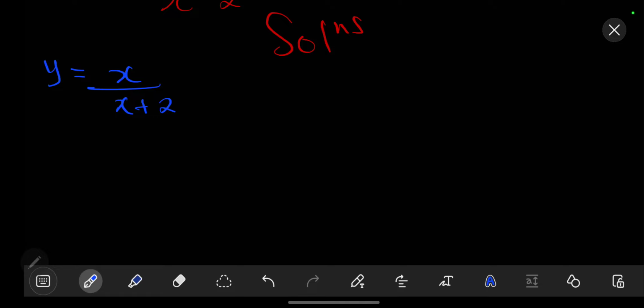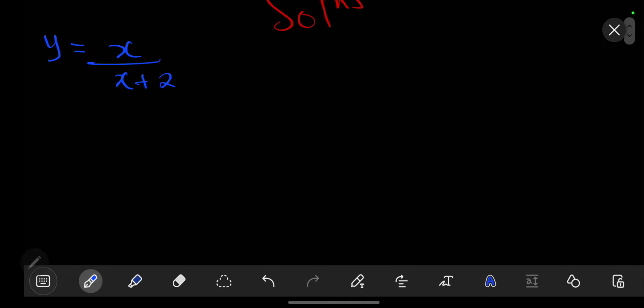Let's say we have this problem, y is equal to x over x plus 2. So what are we going to do here? The first thing, let us find the vertical asymptote. As I said, we get the denominator, x plus 2, equated to 0. So we have x is equal to negative 2.